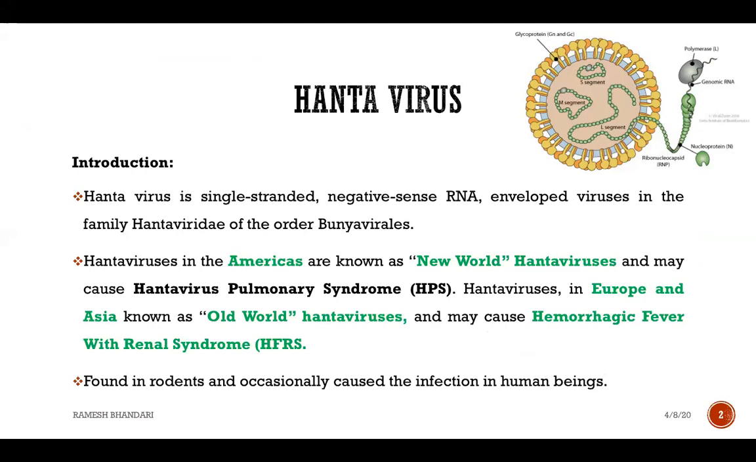Hantavirus in the Americas is known as New World hantavirus, and the infection caused by New World hantavirus is known as hantavirus pulmonary syndrome. In Europe and Asian countries, it is known as Old World hantavirus, and the disease caused by Old World hantavirus is known as hemorrhagic fever with renal syndrome.